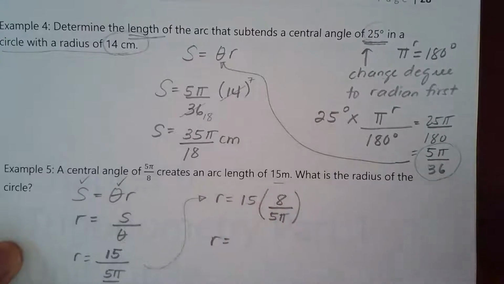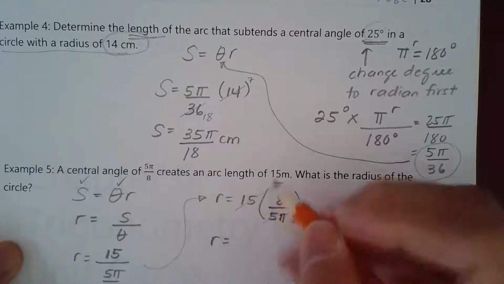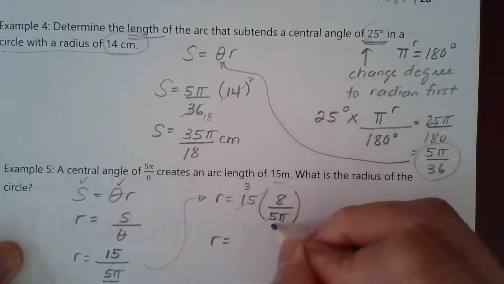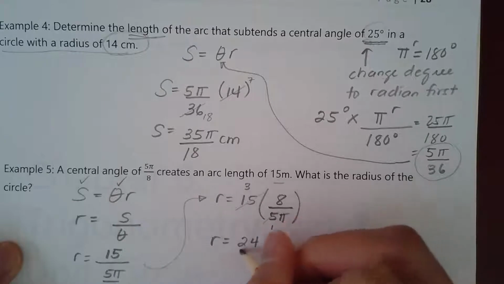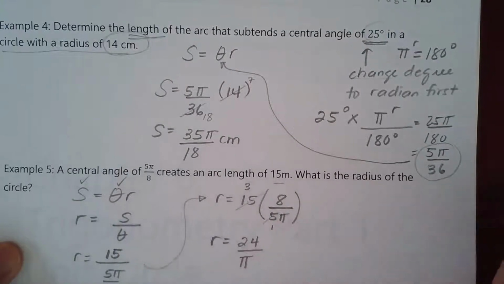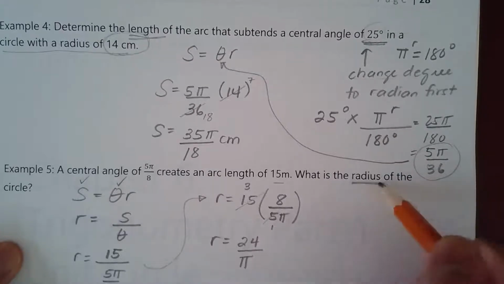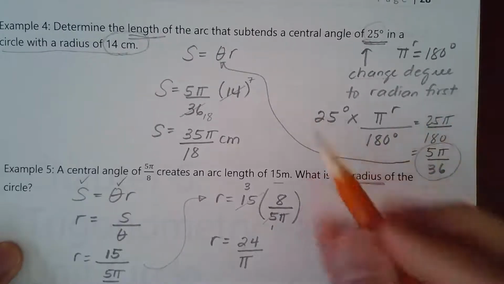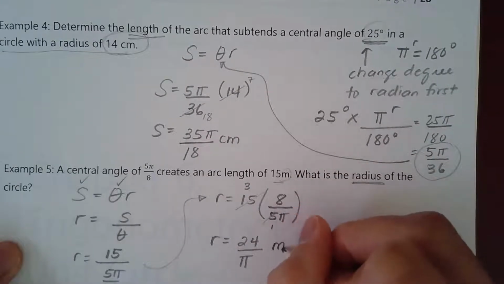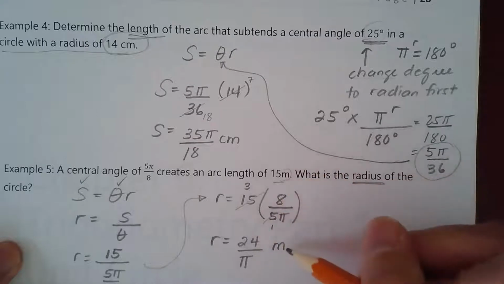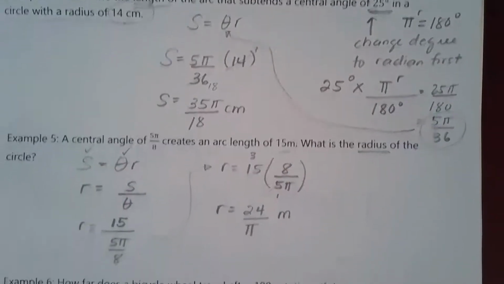So r is equal to, okay, so I can cancel the 15 and the 5. They have a common factor of 5. So this is going to be 3, and this is going to be 1. So that's going to be 24 over pi. And in this particular case, because we're talking about radiuses here, radius has a length, and the length is measured in meters. So we're not going to forget the unit for this one. Meters.